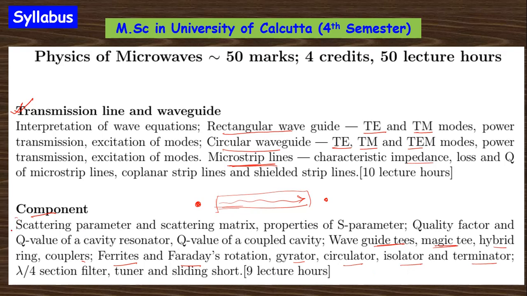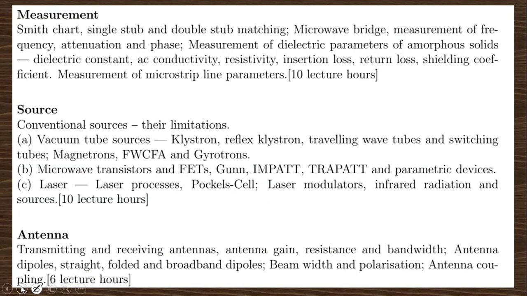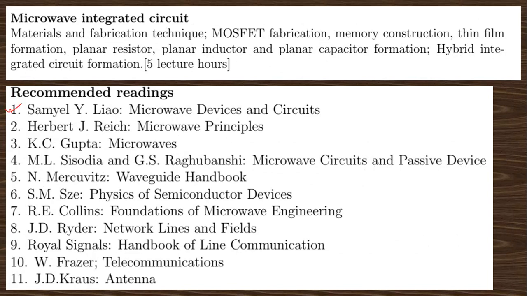Before that, we need to learn about these parameters, like the scattering matrix, S matrix, properties of the scattering matrix, quality factor, Q value, and cavity resonator. We need to learn about these parameters. In the next video, we will discuss the linear and non-linear components. So in this class we want to discuss this portion. Let's start. And this is the book that we follow for this portion.